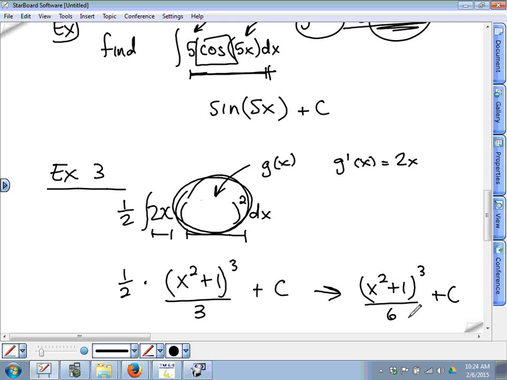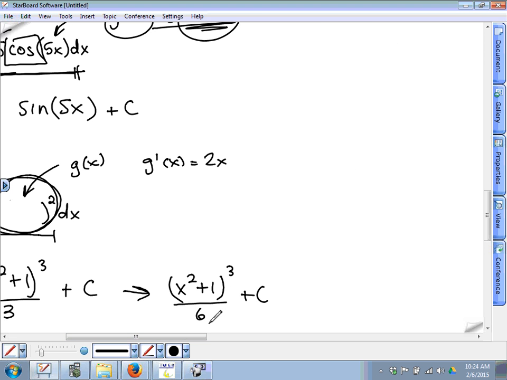Does that make sense, Monica? You had to have the 2x there, so you had a chain rule, but other than that, you don't use it when you integrate. Should we check this, though, just to make sure? Yeah, let's do it right now. What do I mean by checking it? Find the derivative.